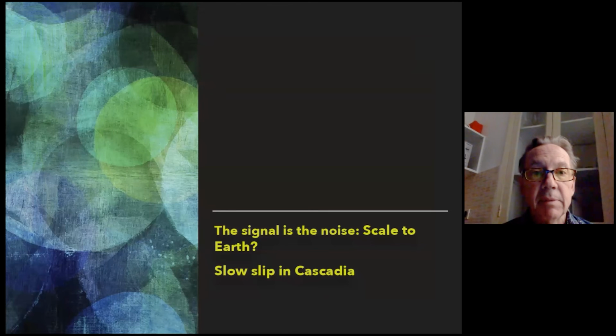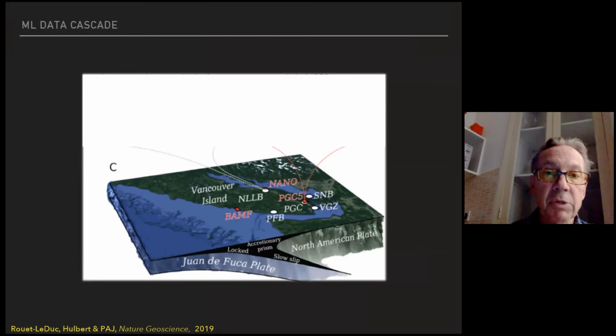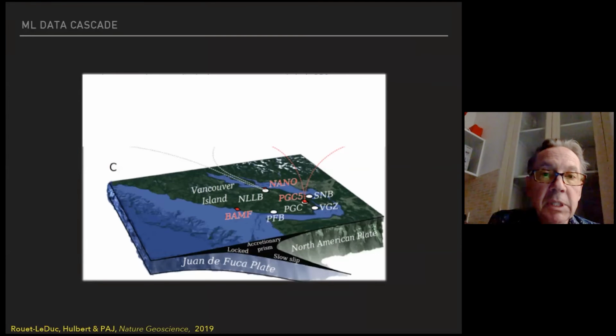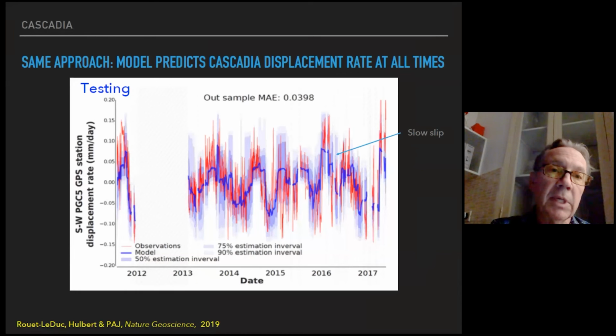So next slide, please. This is just a map of the region showing Vancouver Island, just on the west coast of Canada. These are both seismic and GPS stations. I won't go into details here. Next slide. We're using a single GPS station and a single seismic station here. And I'm just going directly to the result now.